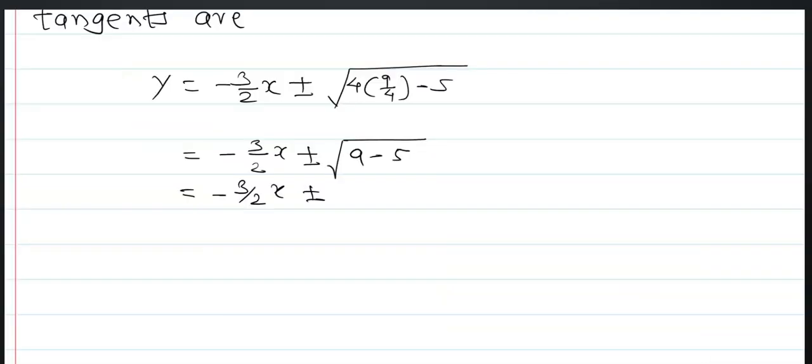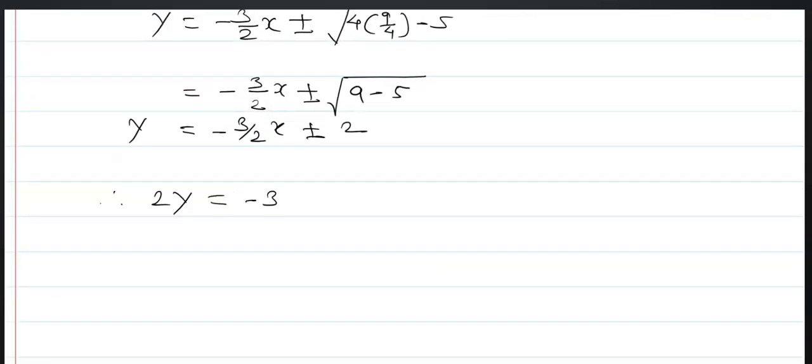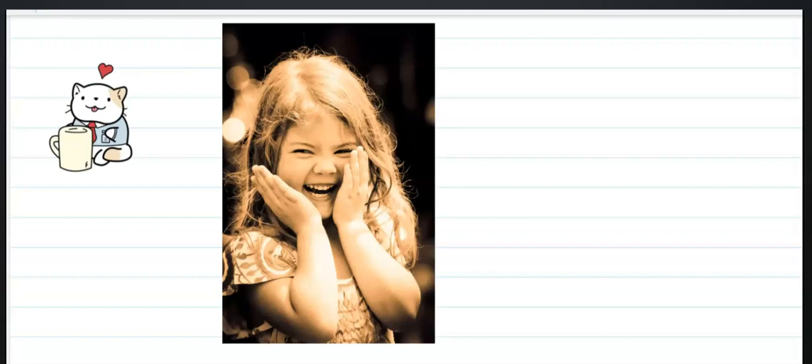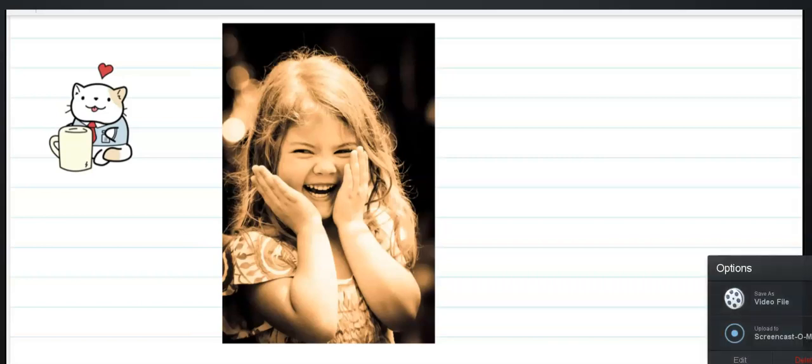3x plus 2y equals plus or minus 4, and in this way we have completed the conic sections, that is the parabola, hyperbola and the ellipse. I hope that you understood all the problems whatever I had explained.